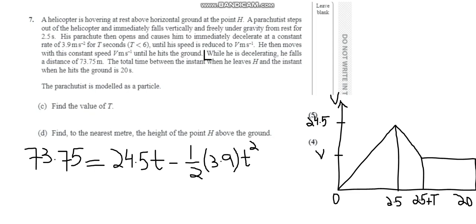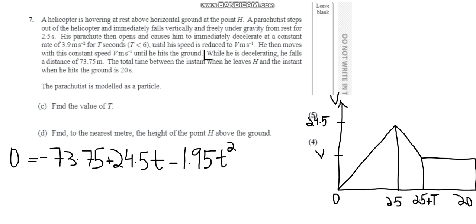Now I'll just simplify half into 3.9. We can see that this suvat equation is taking the form of a quadratic function. To make it look like a quadratic, we can shift 73.75 to that side, where it goes negative, and set the equation equal to 0. There you go, minus 73.75 plus 24.5 t minus 1.95 t squared is equal to 0.